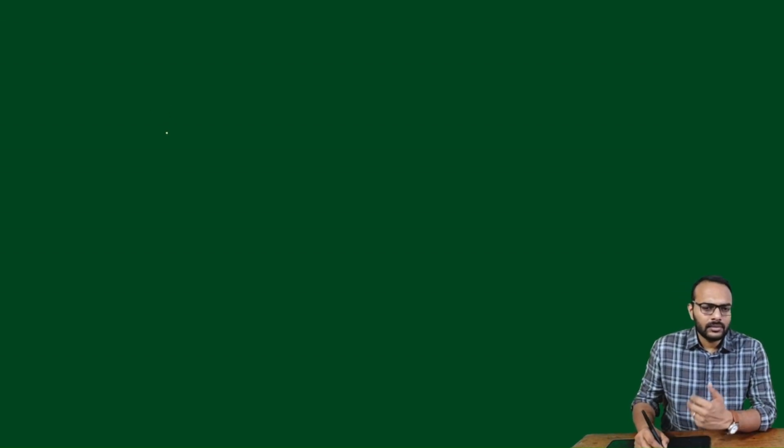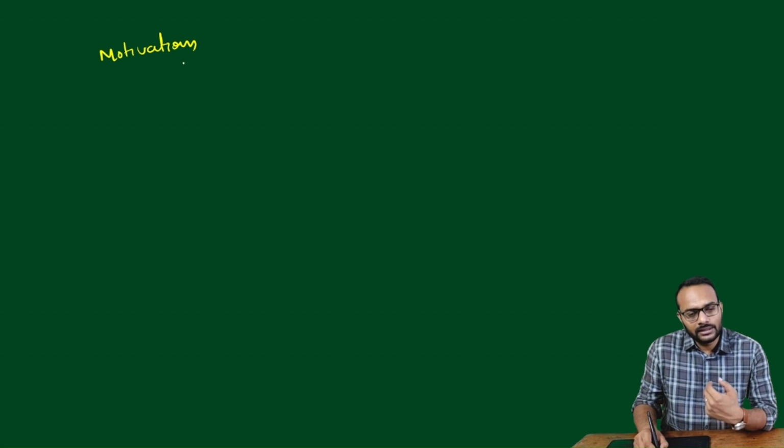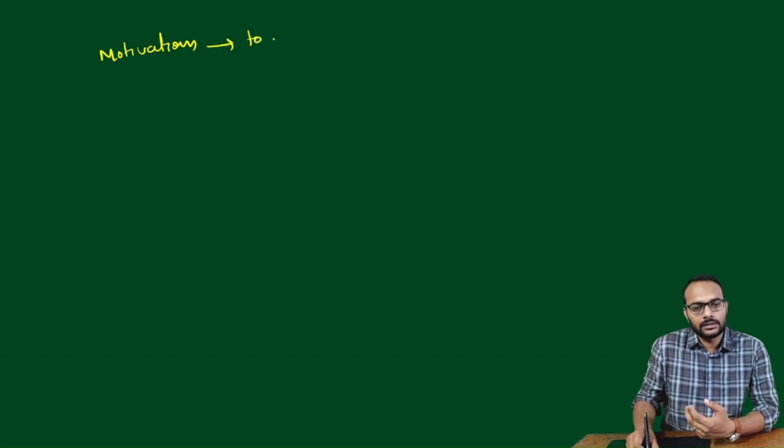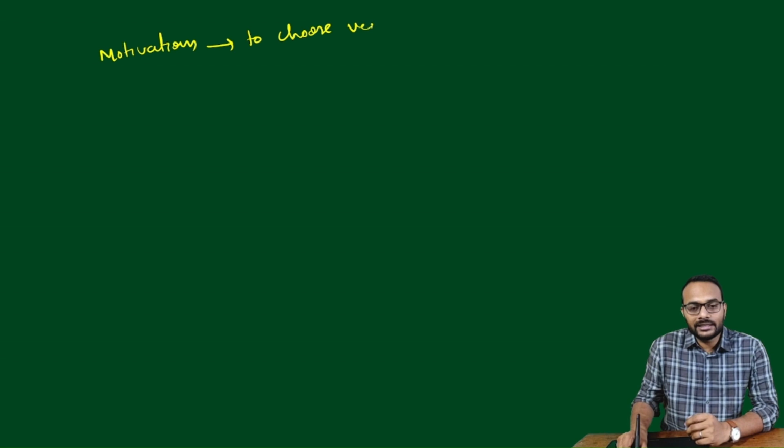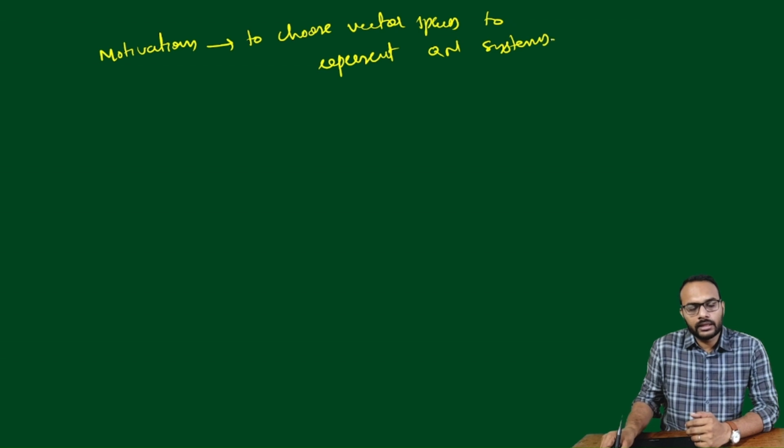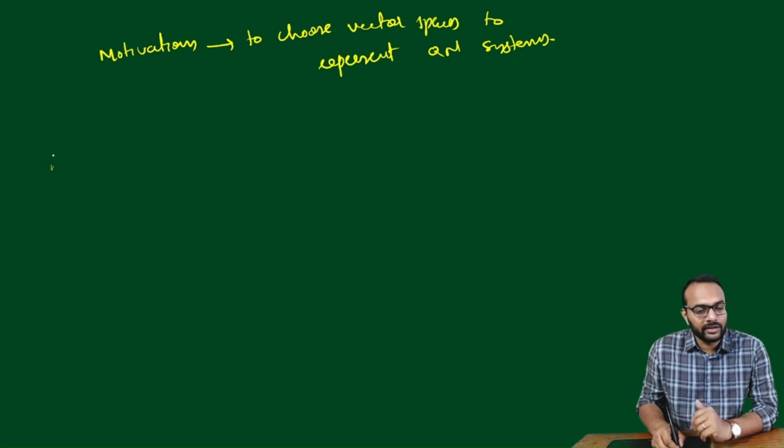All right, so let me summarize what we have done so far, because from the next class we'll just dive into this mathematical formulation. In this class, or in all these classes, what we have provided is just a motivation. We just provided the motivation to choose vector spaces to represent quantum mechanical systems. Okay, so let me just summarize the arguments that we have made so far.